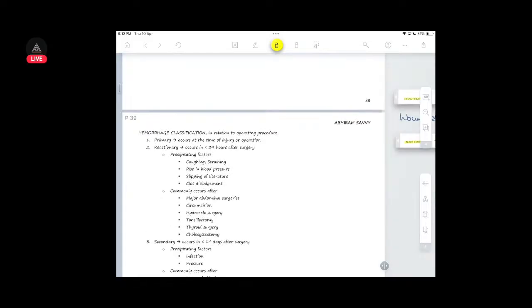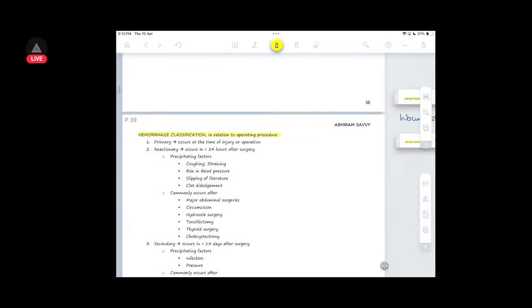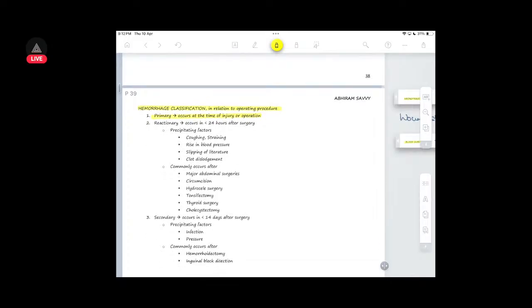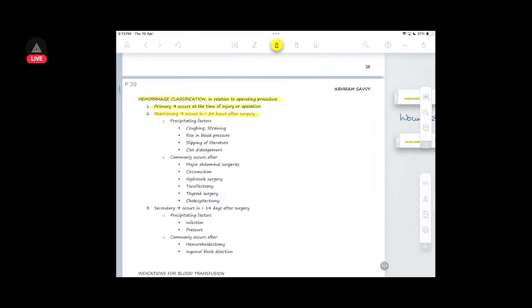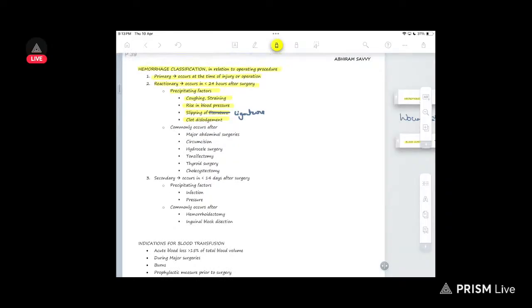Okay. Hemorrhage classification, in relation to operative procedure, you have primary, which occurs at the time of injury or operation. Reactionary is less than 24 hours after surgery. Precipitating factors: coughing, straining, rise in BP, slipping of ligature, ligature, man, what is this? Ligature. Autocorrect for those people. And clot dislodgement.